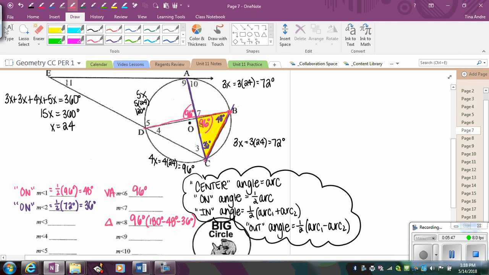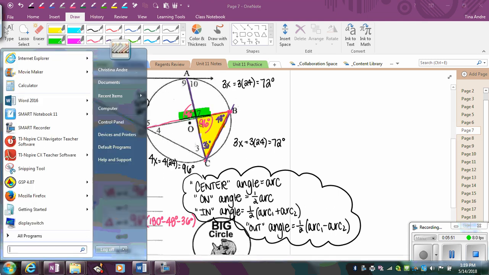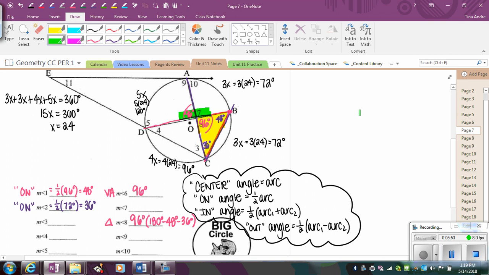Angle 7, I see right now that these two angles are supplementary. They form a straight line, so you could use that. You could also use the in angles. I do want to just show you that, to remind you of it, because this is the only other time that you'll be using it in this problem.